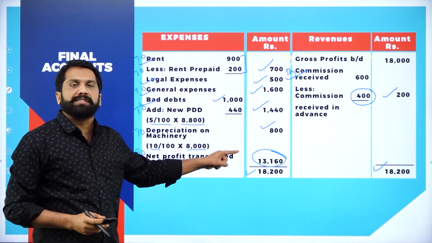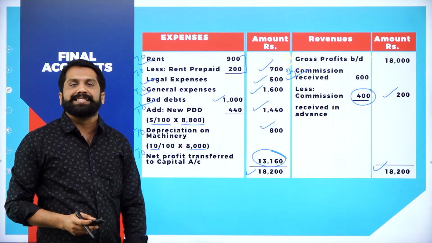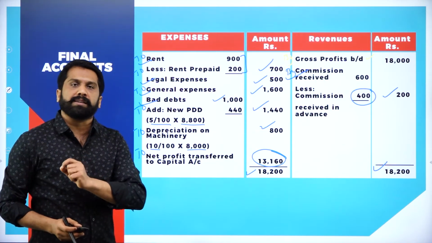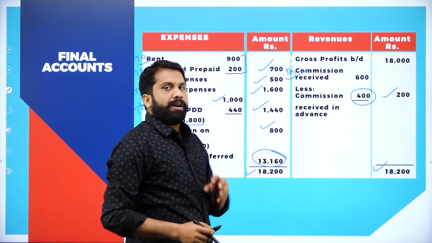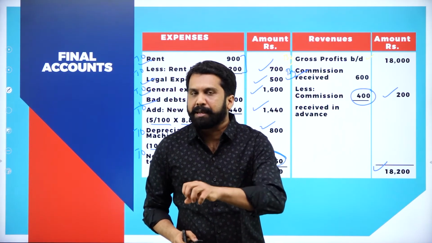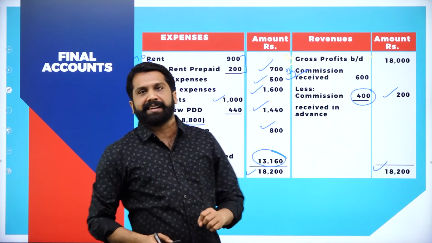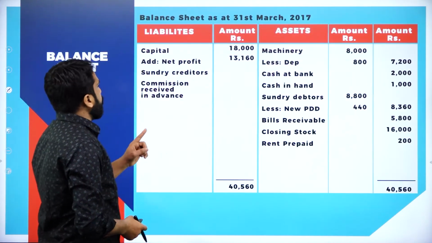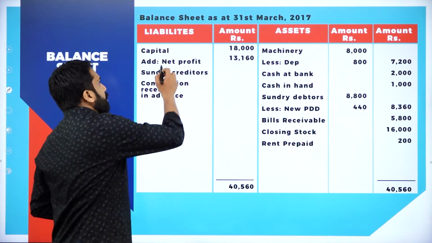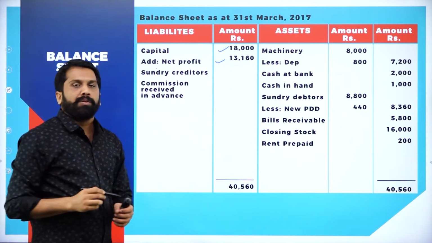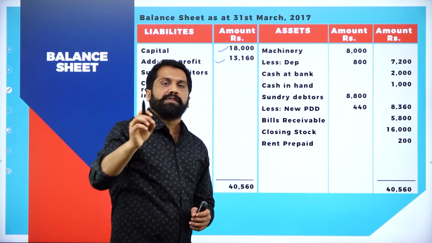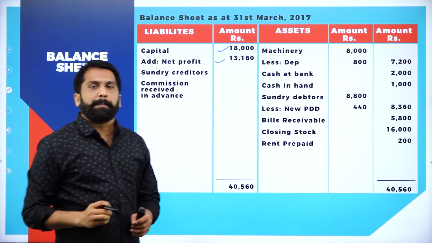Yes. What is your net profit? Your net profit is 13,160. Hope you understood. Now, what will we do with this net profit? Whatever capital you have in the balance sheet, we should add it now. So this will be your balance sheet. See, your capital is 18,000, net profit 13,160. Your profit will be added to capital.